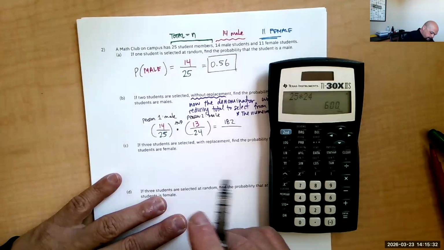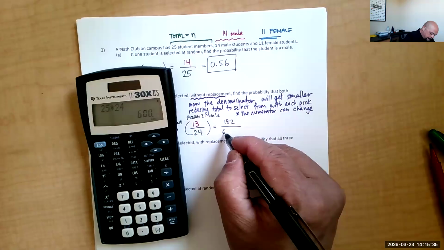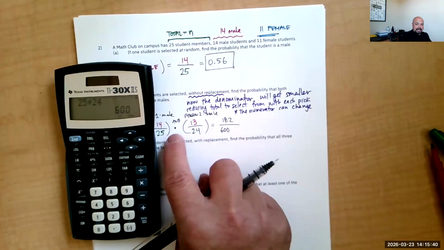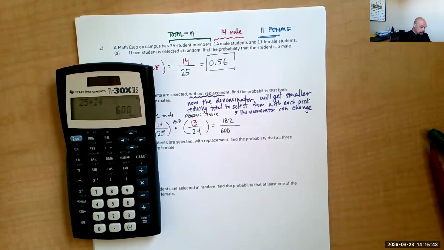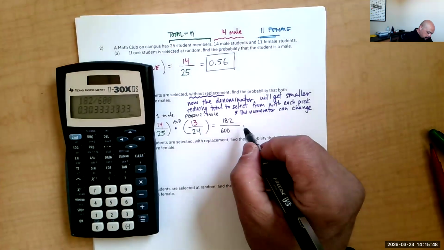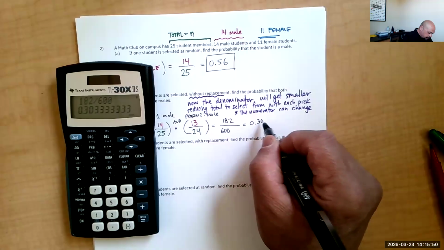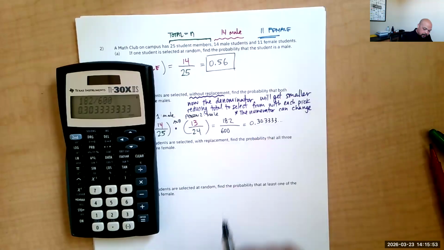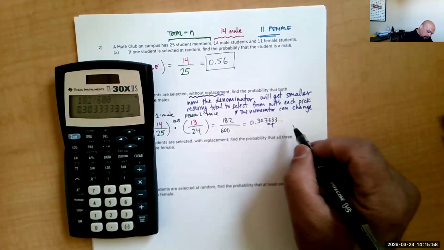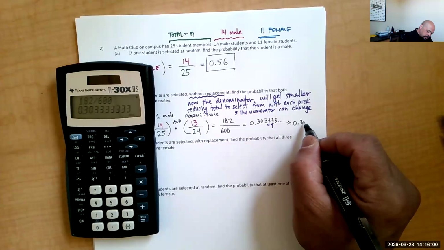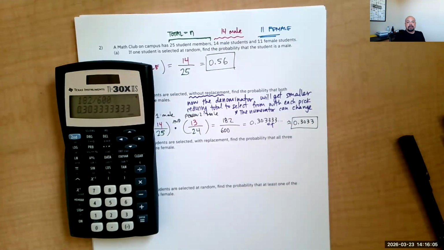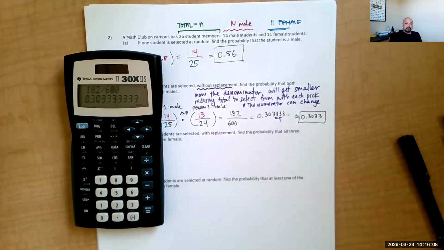600. Okay, let me switch sides here so I don't bump it. There's our long fraction. Remember, multiplying, we just multiply straight across the numerator and denominator. Doing that division, 182 divided by 600, we get 0.303, all those threes repeated. Rounding to 4 decimal places, that 3 says those digits are the same, so 0.3033. All right, so about 30% chance, a third of those possible outcomes.